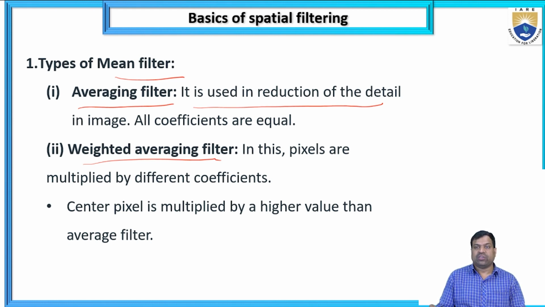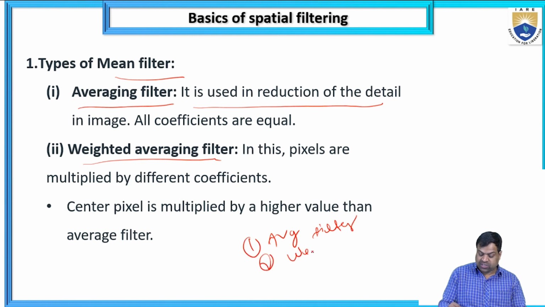The second one is a weighted average filter. In this, pixels are multiplied by different coefficients. The center pixel is multiplied by a higher value than the average value. So the average filter is one type, and the other is the weighted average.